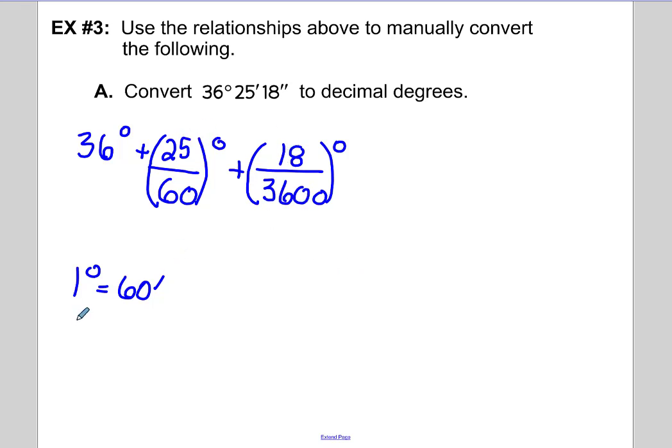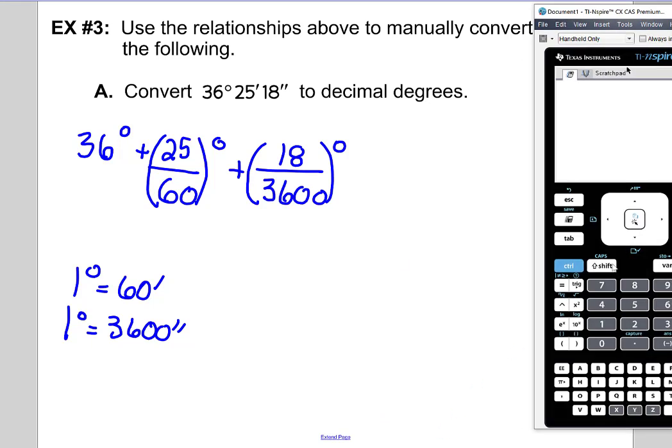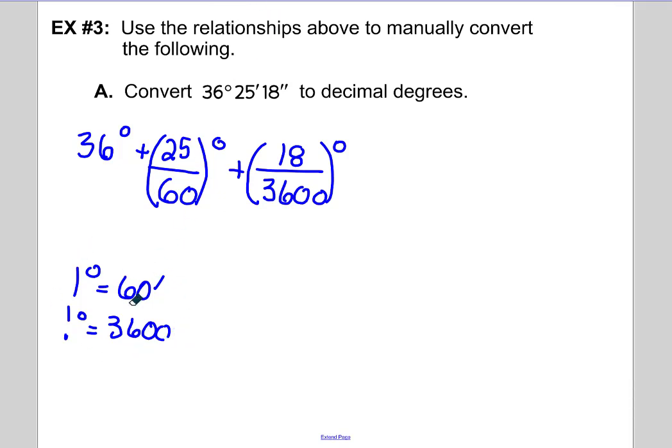And we said 1 degree had 3,600 seconds. So we're converting that portion. Now, with our calculator, let's grab that. 25 divided by 60 is going to give us 0.416 repeating.